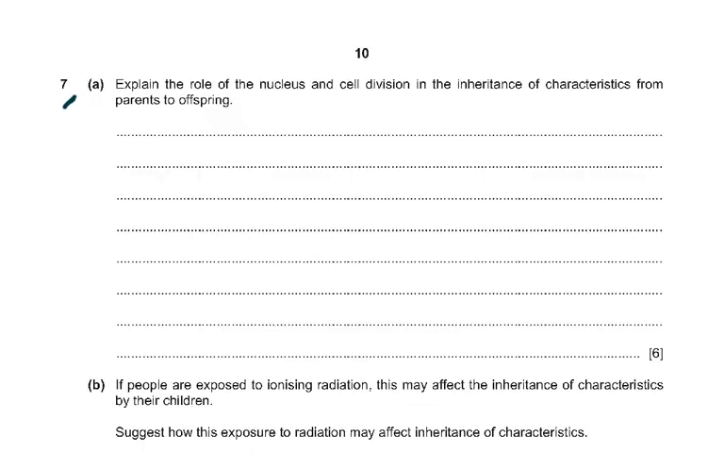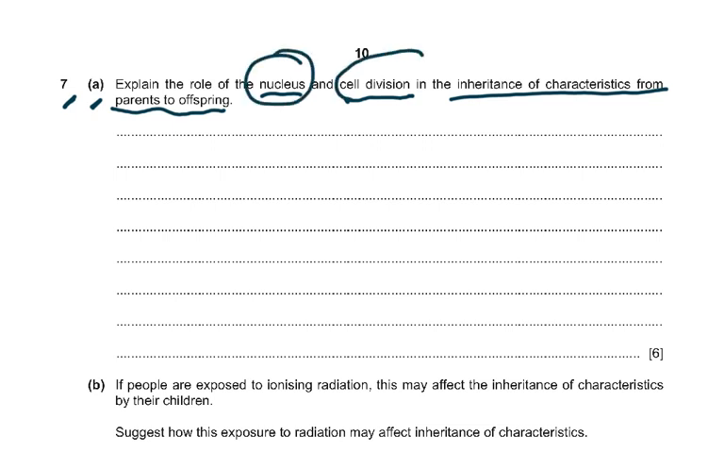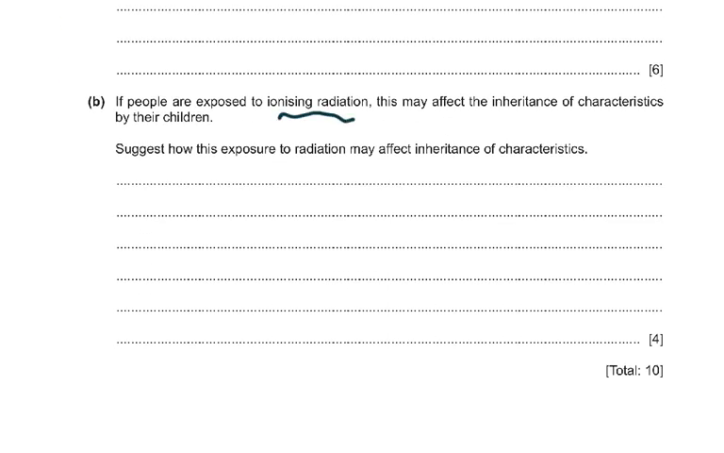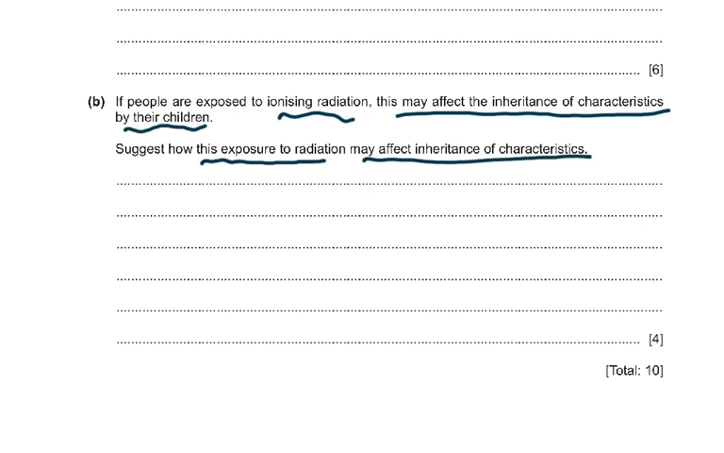Then coming to question number 7, which you also had to do, part A: explain the role of the nucleus and cell division in the inheritance of characteristics from parent to offspring. Then, if people are exposed to ionizing radiation, this may affect the inheritance of characteristics by their children. Suggest how this exposure to radiation may affect inheritance. Naturally, this is all about mutation, and that mutation would have to be in the gametes, and when the gametes fuse, they form a zygote. That zygote results in a human being. So all that, I am just going to explain to you.